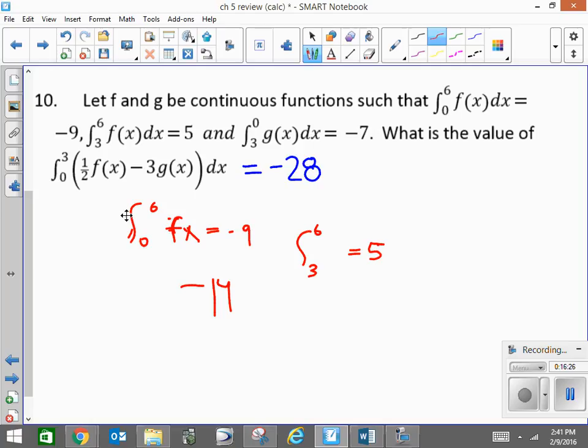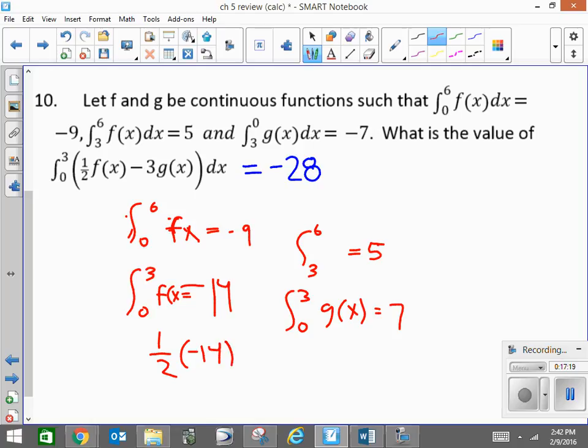You take 0 to 6 and subtract 3 to 6, you have 0 to 3 left, which is -14. If you find 0 to 3 of g of x, it's already right there, but you just flip it because this is upside down. So 0 to 3 of g of x is just 7. Then when you put all these in, you get 1/2 of f of x, which is -14, which is -7, minus 3 times 7, which is 21, so -28.